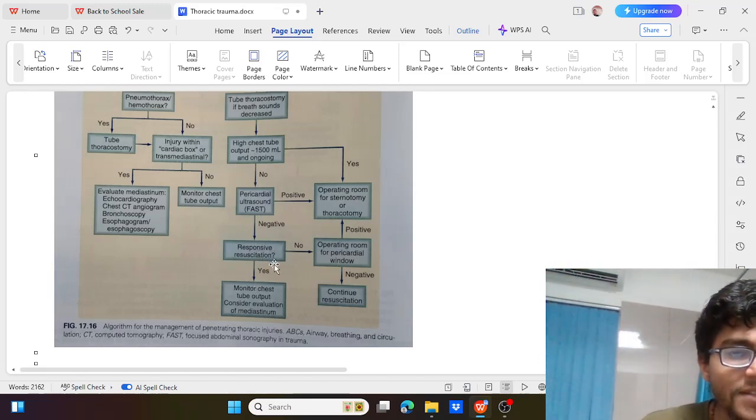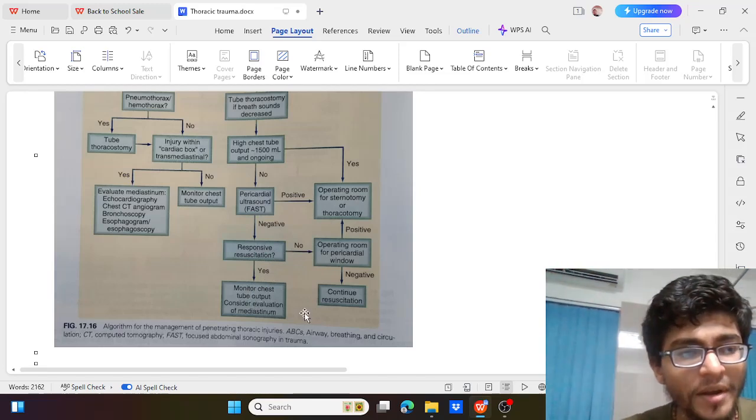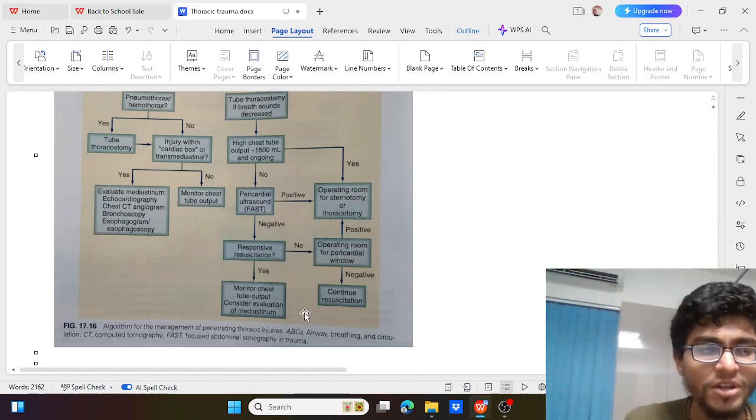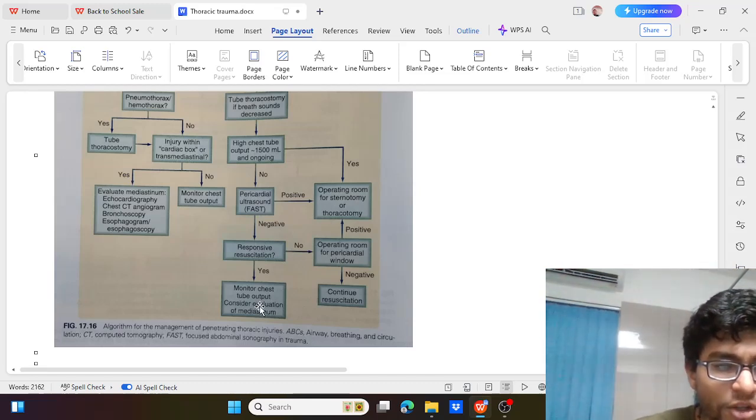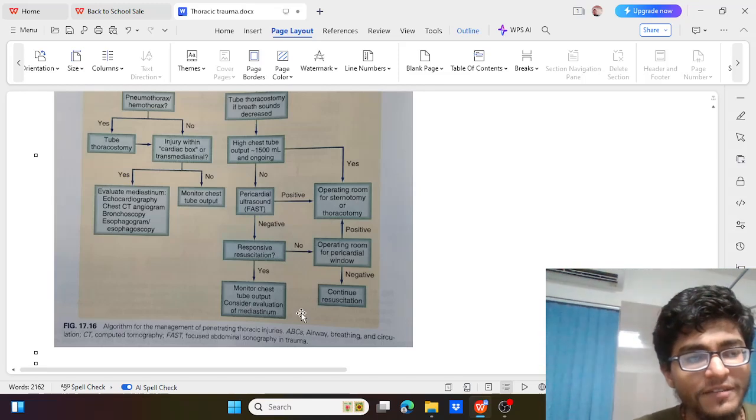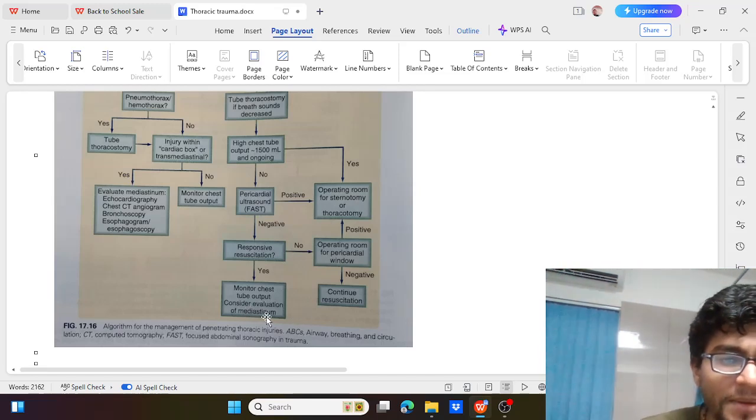If the patient is responsive to resuscitation, we will just go for monitoring the chest tube output, monitoring the output of the ICD, intercostal tube, and will further evaluate patient for other injuries either in the mediastinum or abdomen. And if there is no resuscitation responsiveness, the patient is not responding properly, then we go for OR, operating room, for the pericardial window and continue resuscitation and take the patient for thoracotomy and manage the patient on the basis of thoracotomy.